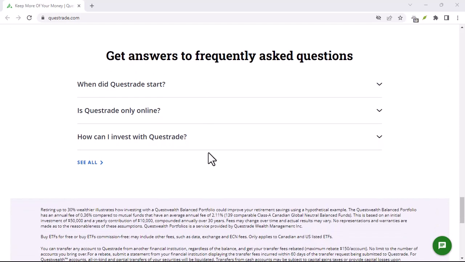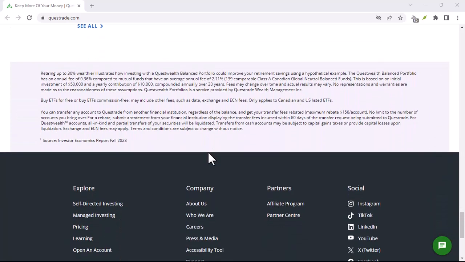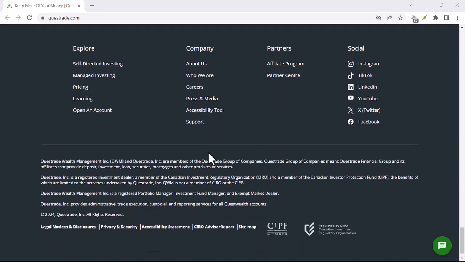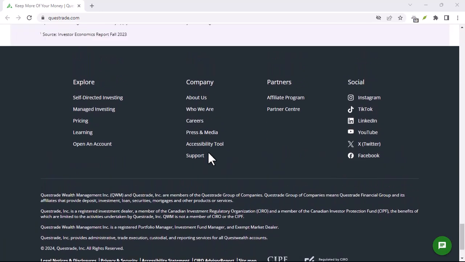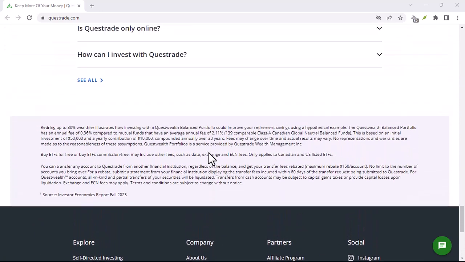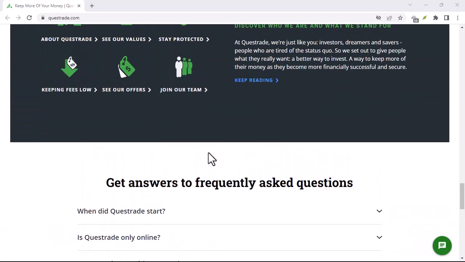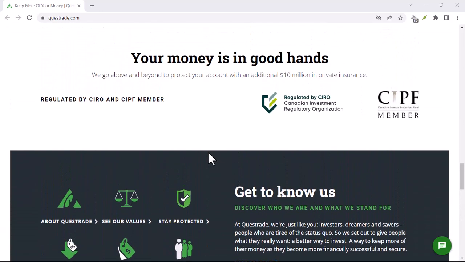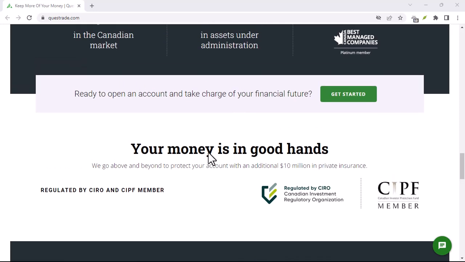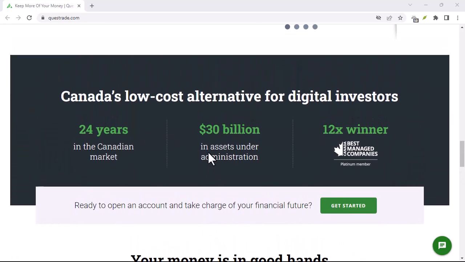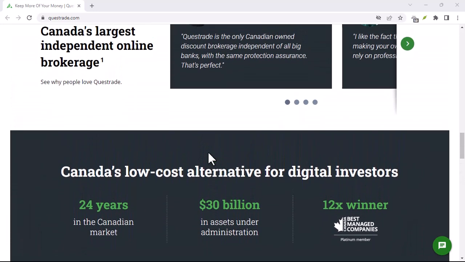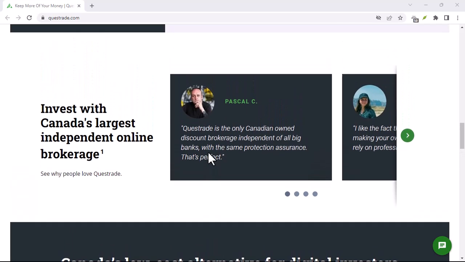Finally, consider the tax implications of each account type. Understanding the tax advantages and disadvantages of each account can help you make informed decisions about your investments. Questrade offers a wide range of account types to meet the diverse needs of its clients. By understanding the features and benefits of each account, you can choose the one that best aligns with your financial goals and risk tolerance.